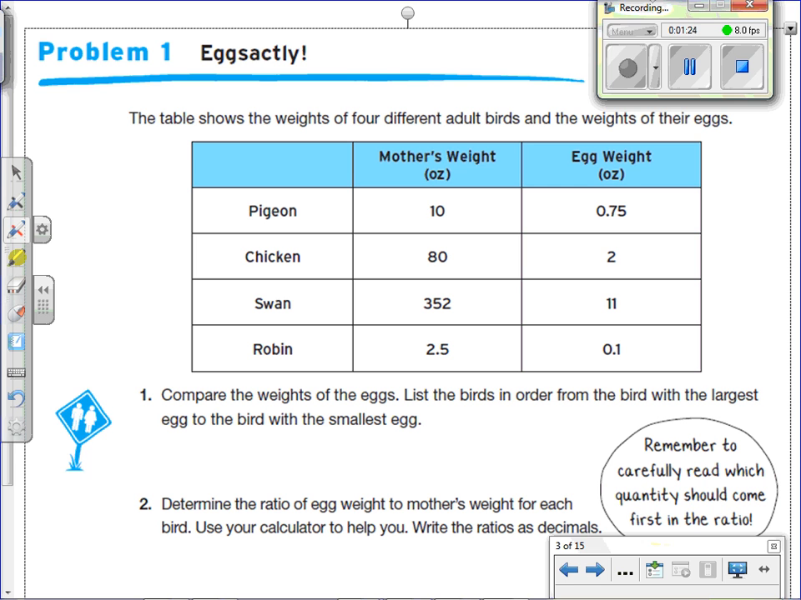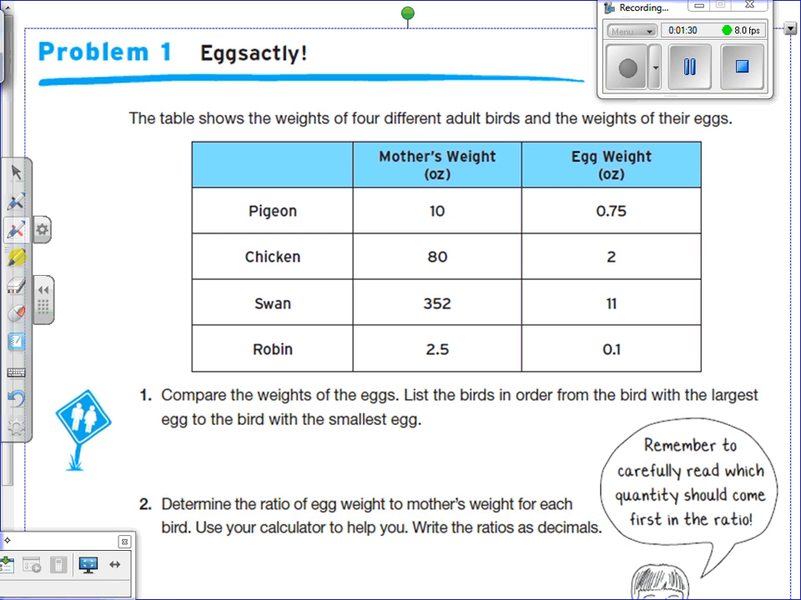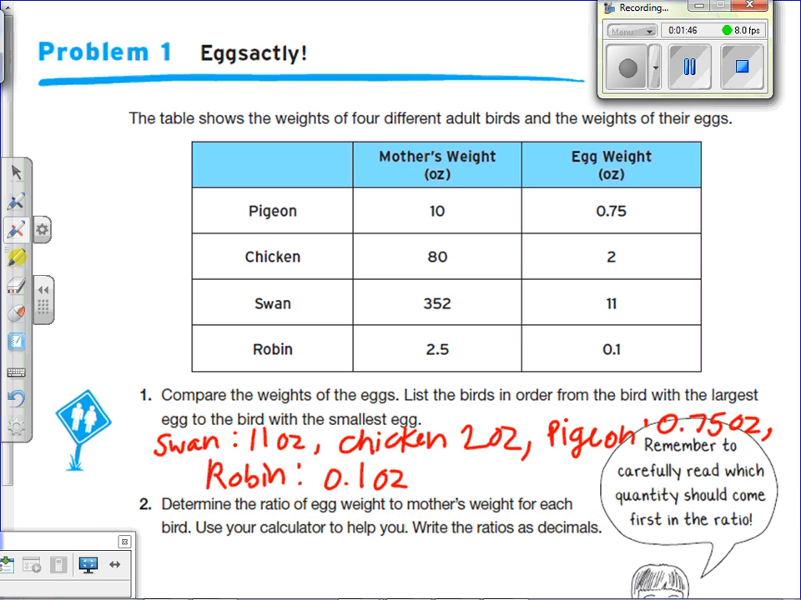Okay, the table shows the weights of 4 different adult birds and the weights of their eggs. It says compare the weights of the eggs, list the birds in order from the bird with the largest egg to the bird with the smallest egg. Take a few seconds and then unpause the video, check your answer. Hopefully you got those answers okay.